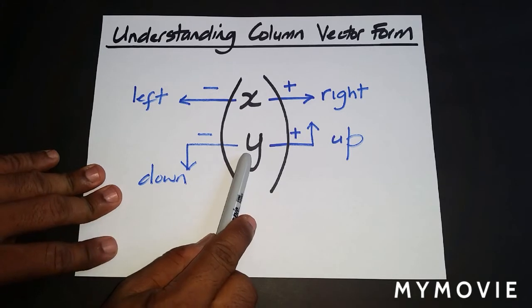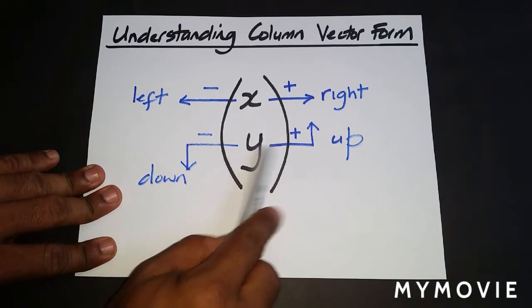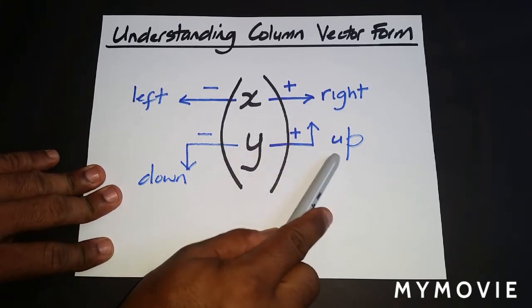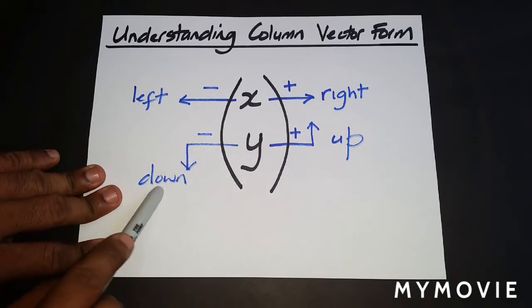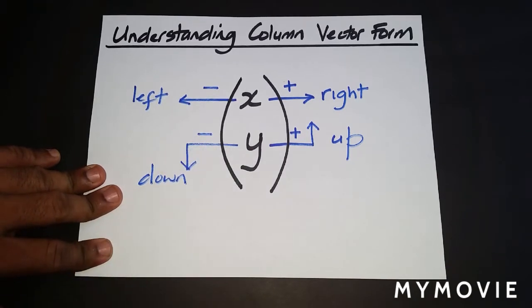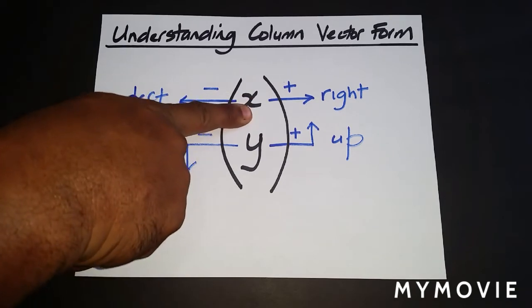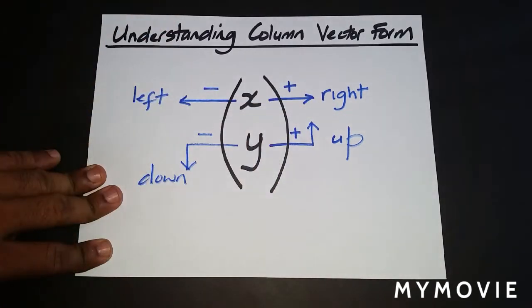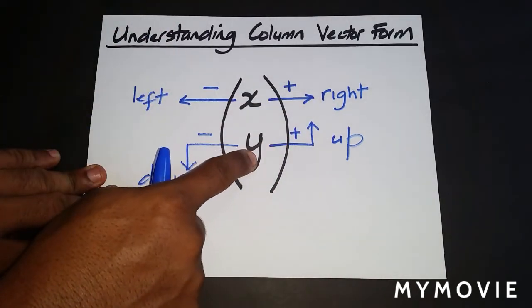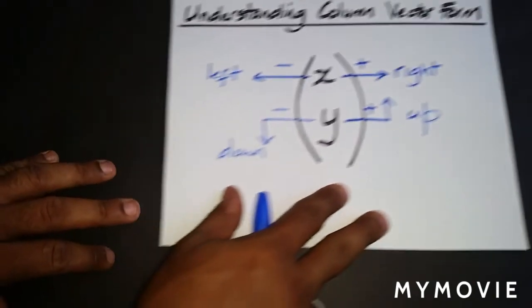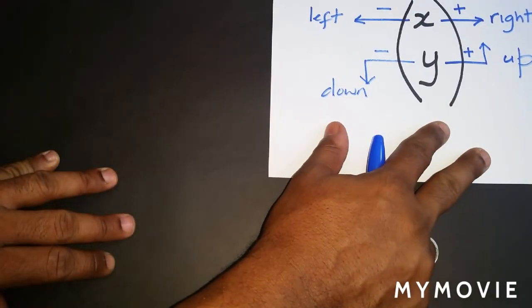Afterwards, then you look at the bottom number. If the bottom number is positive, the vector is going up. If the bottom number is negative, the vector is going down. But the first thing you must do is determine whether it's moving right or left, and then you determine whether it's going up or down. That is column vector form right there.